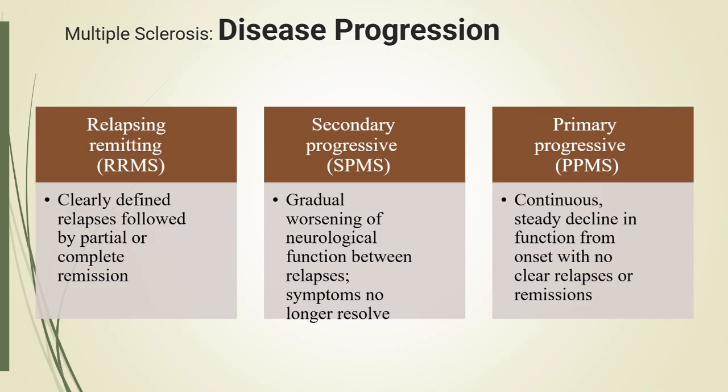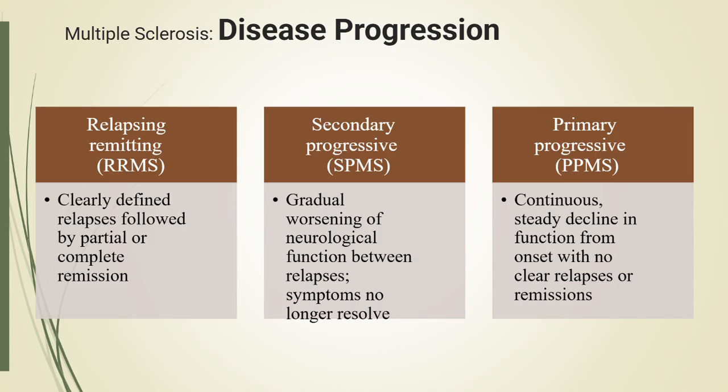A smaller group of patients, about 10–15%, are diagnosed from the beginning with primary progressive multiple sclerosis, or PPMS. In PPMS, there are no clear relapses or remissions. Instead, patients experience a steady, continuous worsening of symptoms from the onset. This form tends to affect older individuals at diagnosis and progresses more slowly but more consistently. Because the disease is progressive from the beginning, PPMS is often more challenging to treat, and mobility impairment may appear earlier.